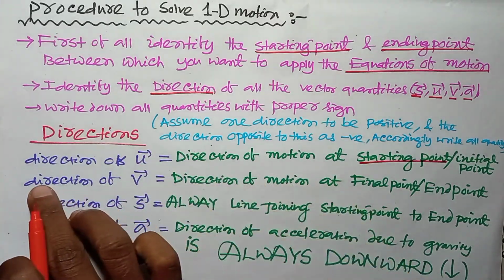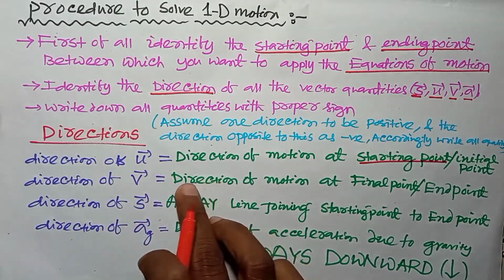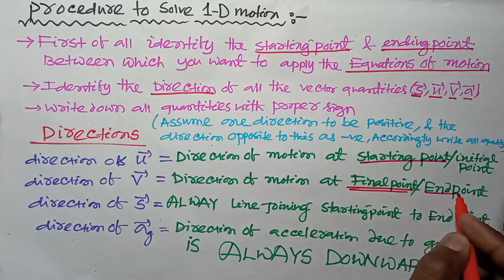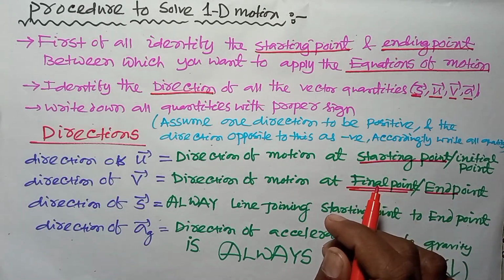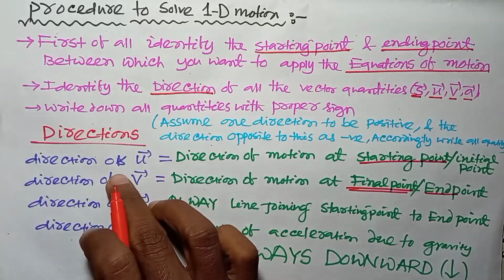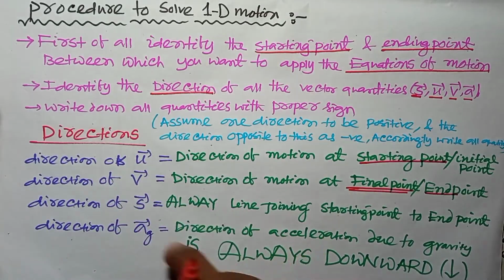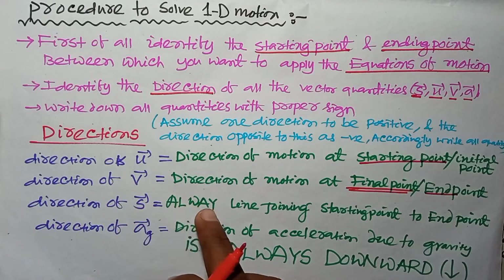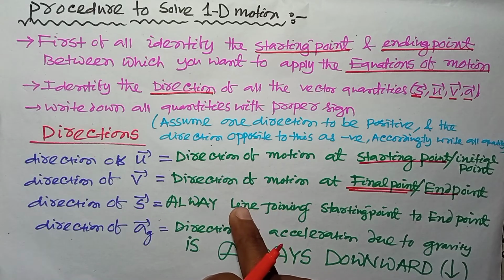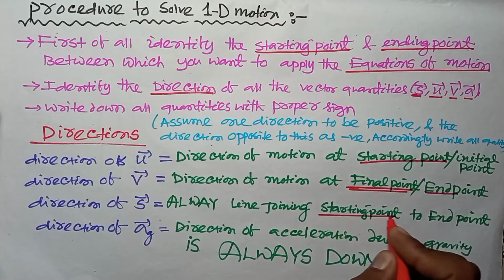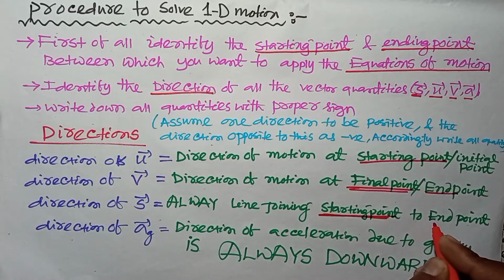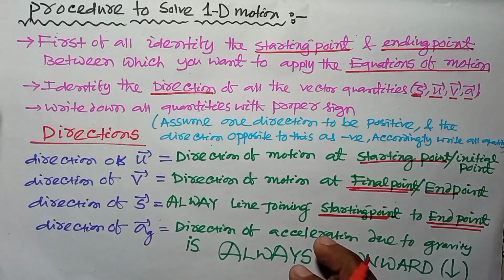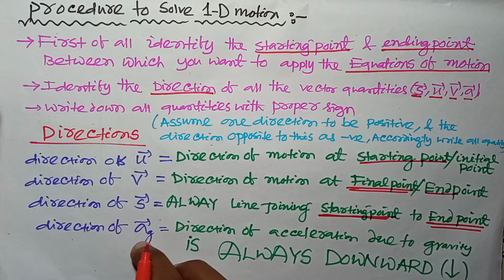सिमिलरली डायरेक्शन ऑफ वी वेक्टर इज द डायरेक्शन ऑफ मोशन एट फाइनल पॉइंट. फाइनल पॉइंट या एंड पॉइंट में पार्टिकल किस डायरेक्शन में मोशन कर रहा था, दैट विल बी योर डायरेक्शन ऑफ वी वेक्टर. डायरेक्शन ऑफ एस वेक्टर: it is the displacement vector and it is always from the line joining starting point to end point. This is the direction of s vector.